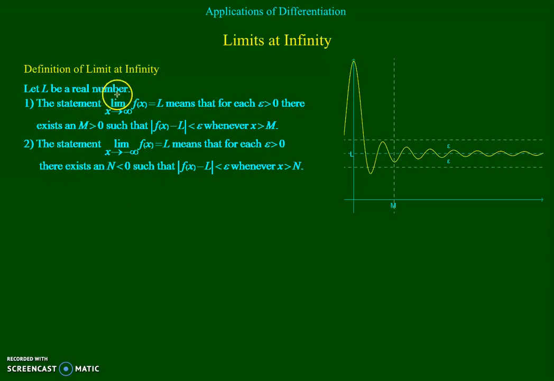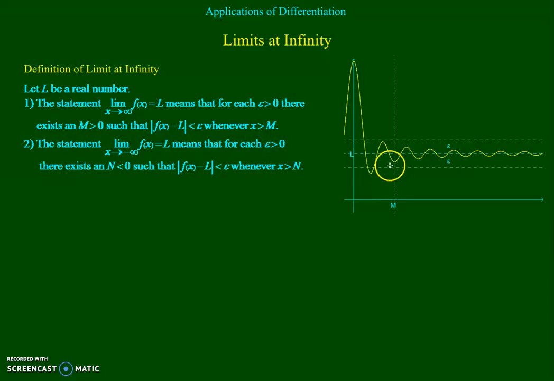It says let L be any real number. The statement, the limit as x approaches infinity of f of x equals L, means that for each epsilon greater than 0, so here we have a distance from the L, which is epsilon, that's a positive displacement from that L value, there exists an m greater than 0, some other distance, such that the absolute value of f of x minus L is less than epsilon whenever x is greater than m.